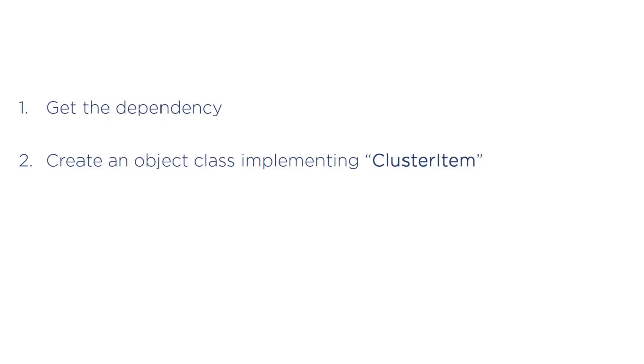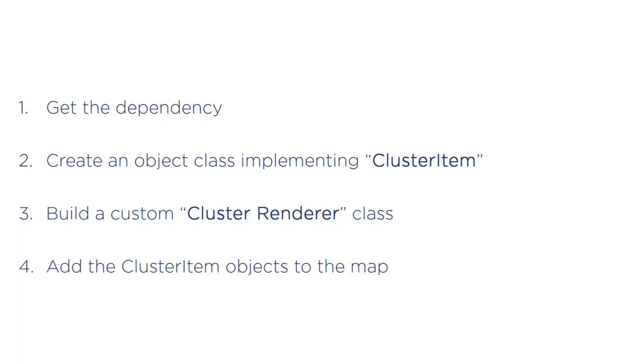Second is going to be creating an object class that implements ClusterItem. So it's going to be a plain old Java object that implements the ClusterItem class. And I'm going to show you that in the documentation in just a second here. Third is building a cluster renderer class. Because these cluster items use images, we need to build a class that actually renders those images. And the fourth is going to be actually adding the cluster item objects to the map.